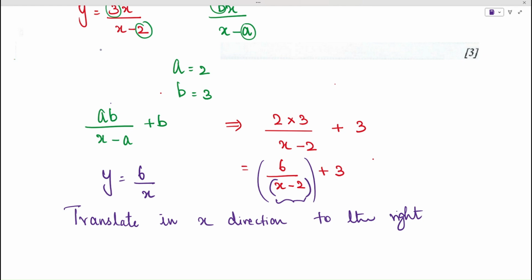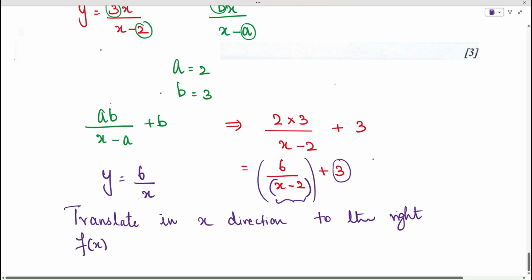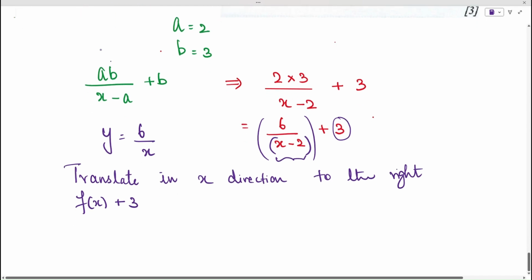Next, we have our plus 3. Now this is outside of what seems like a function. So this lies outside of our 6 over x. We can treat our 6 over x as f of x, and then we have plus 3 on the outside. So this plus 3 means that we translate our graph in the positive y direction by 3.